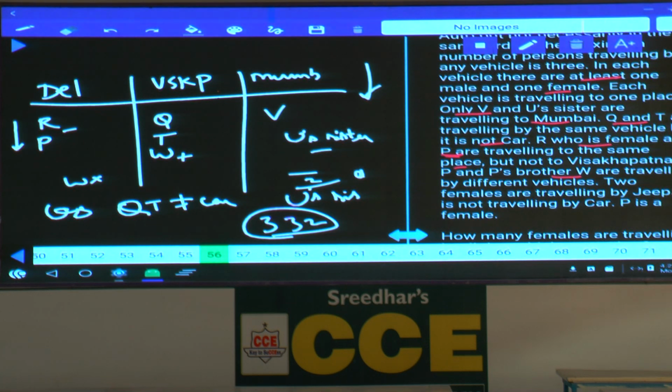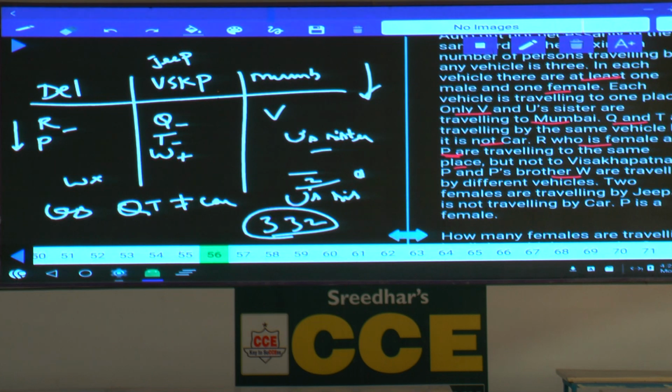Two females are travelling by jeep. As two females are travelling by jeep, tell me what is the only possibility here? In each group there must be one male and a female. Now two females are there in this one. Two females means these two persons are females, and they are travelling by jeep, hence this must be jeep.